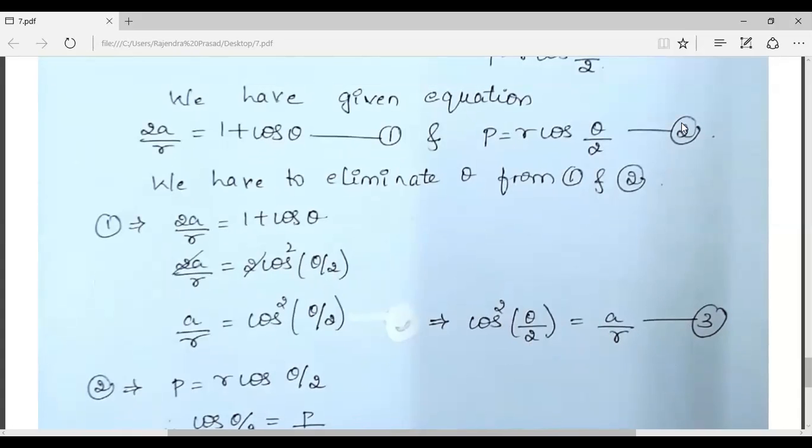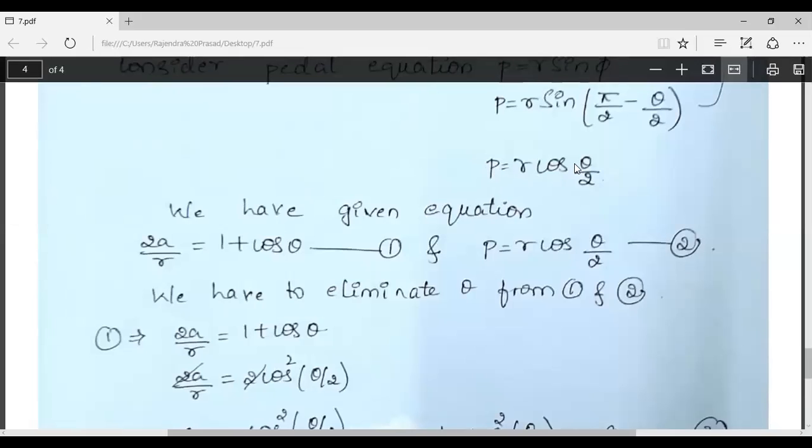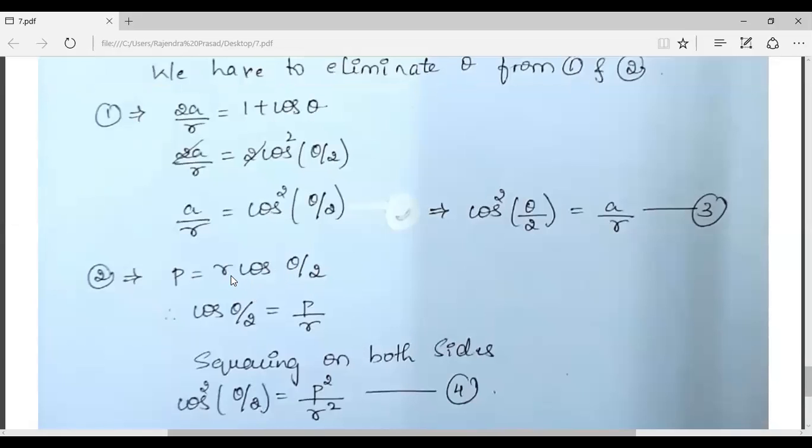Next, we shall consider equation number 2, that is p is equal to r cos theta by 2. We want cos theta by 2, so keep it as it is. This r goes to the left hand side and it becomes p by r. Cos theta by 2 is equal to p by r. So from equation number 2, we get cos theta by 2 is equal to p by r.